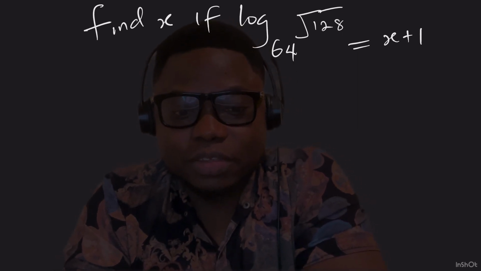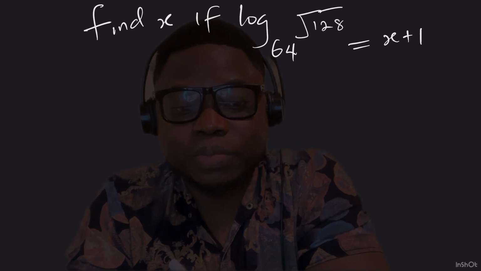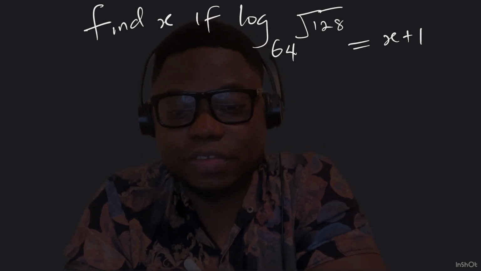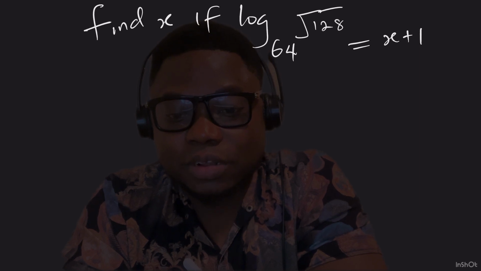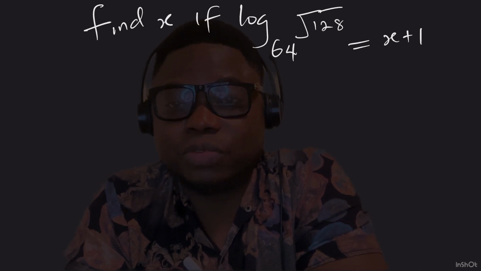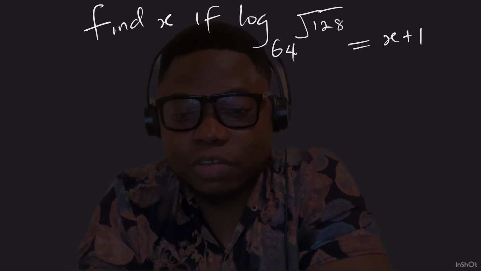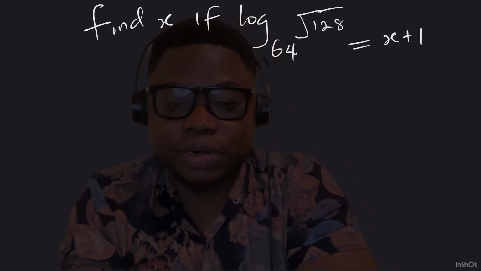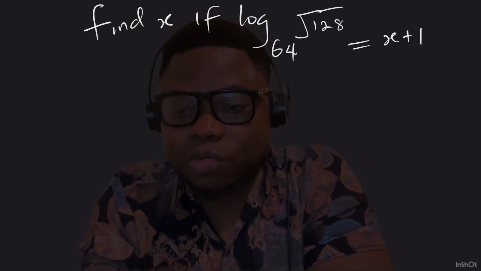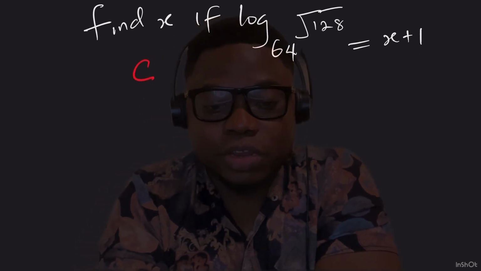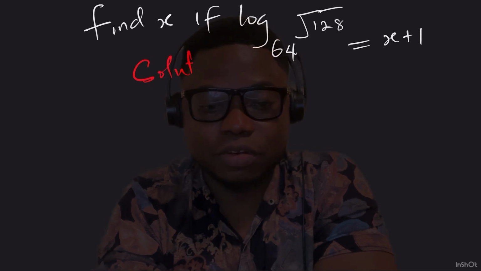Today I'll be looking at this Olympiad maths problem. The question says find x if log 64 raised to the power of square root of 128 is equal to x plus 1. So I'm going to solve this log 64 raised to the power of square root of 128 separately, and whatever I get I will equate it to x plus 1 in order to find the value of x. So doing that, I'm going to write solution.